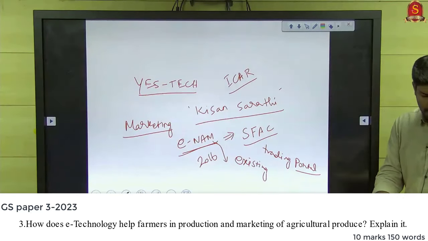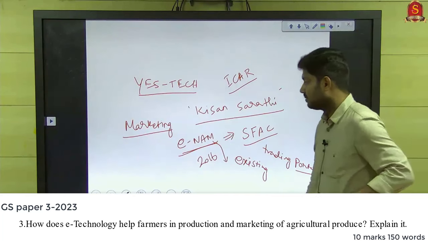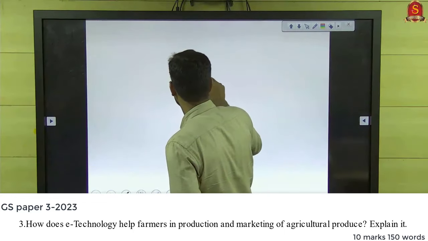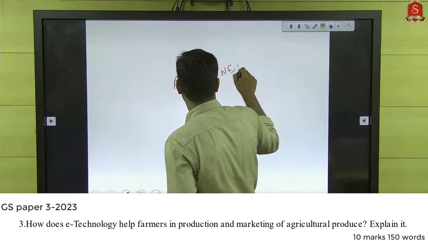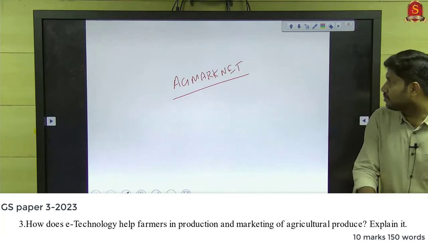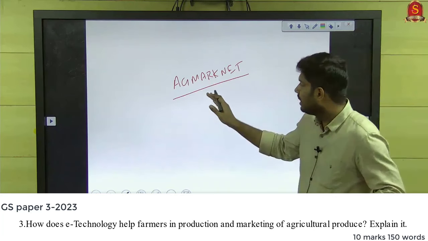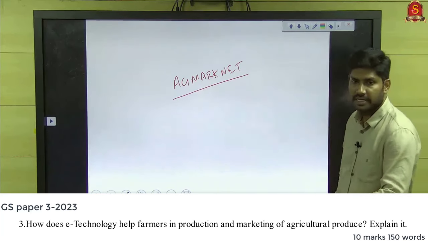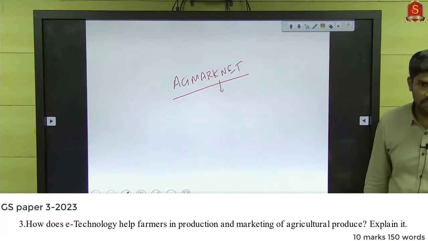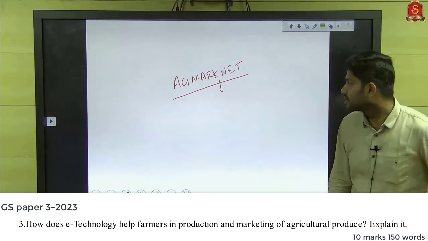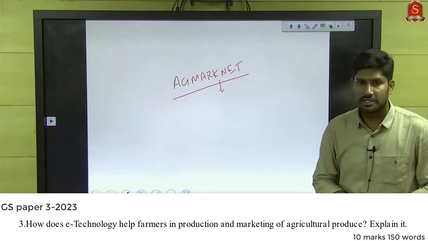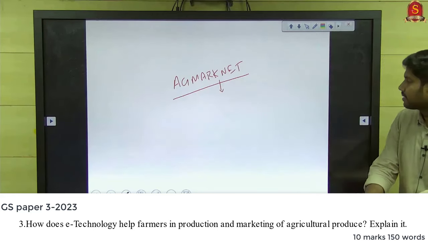Right. Then one more scheme in the marketing area, AgmarkNet. One more tool available, AgmarkNet. Under the AgmarkNet program, actually this is the integration of the agriculture marketing scheme. Under AgmarkNet, they provide support for the creation of agricultural marketing infrastructure.